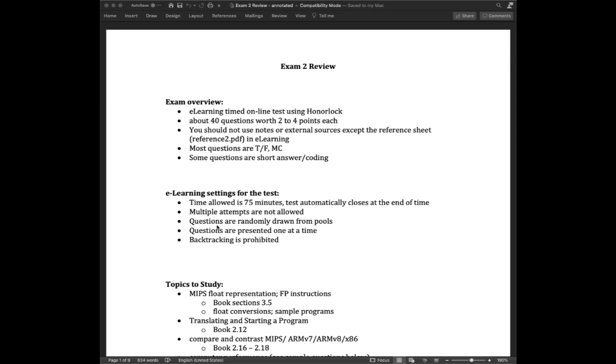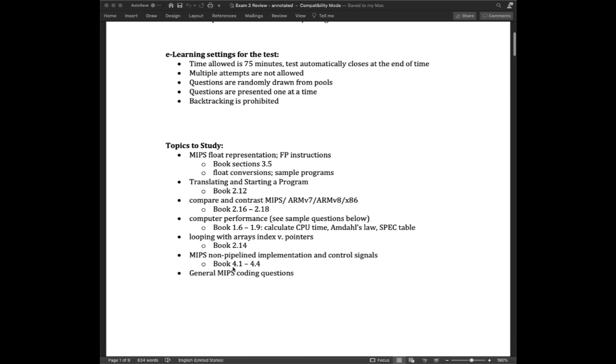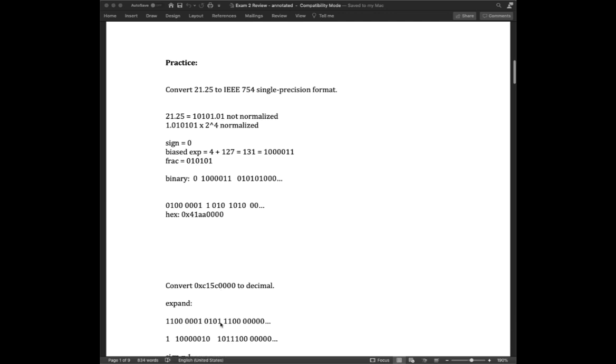One attempt. Questions are randomly drawn from pools of questions presented one at a time without backtracking. These are the sections of the book that are covered on the exam, and these correspond to the assigned videos since the last exam. All right, let's get into the problems.